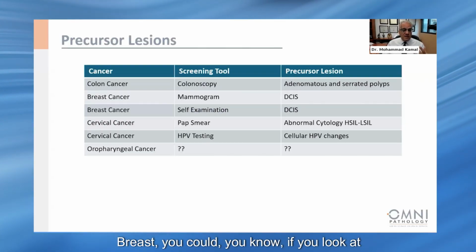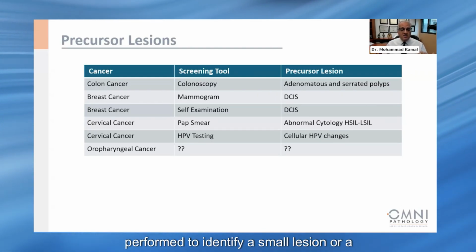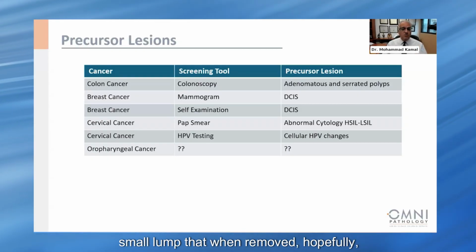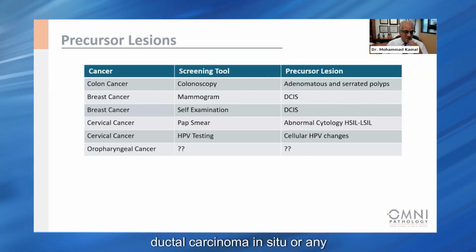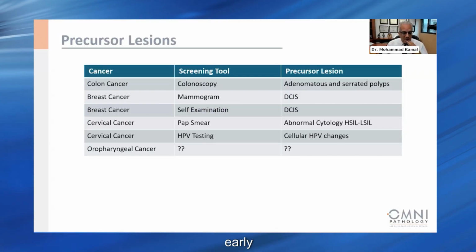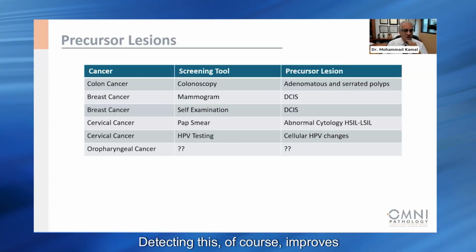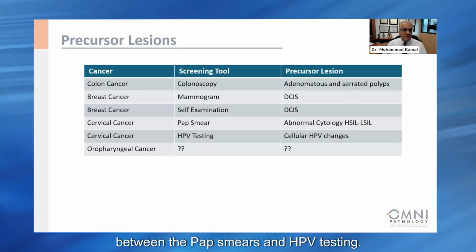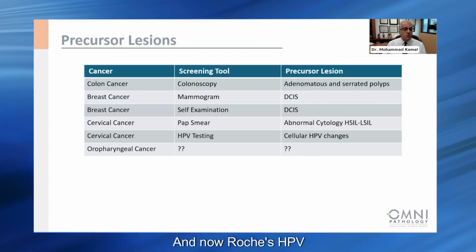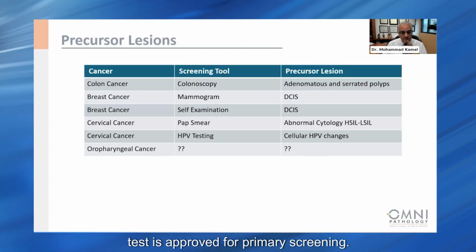Breast, if you look at mammograms or self-examination, both are tools that can be performed to identify a small lesion or a small lump that, when removed, hopefully, you are still in the in situ stage, in the ductal carcinoma in situ or any early cancer lesion. Detecting these, of course, improves patient's prognosis. Same thing with the cervical cancer between the pap smears and HPV testing. And now Roche's HPV test is approved for primary screening.